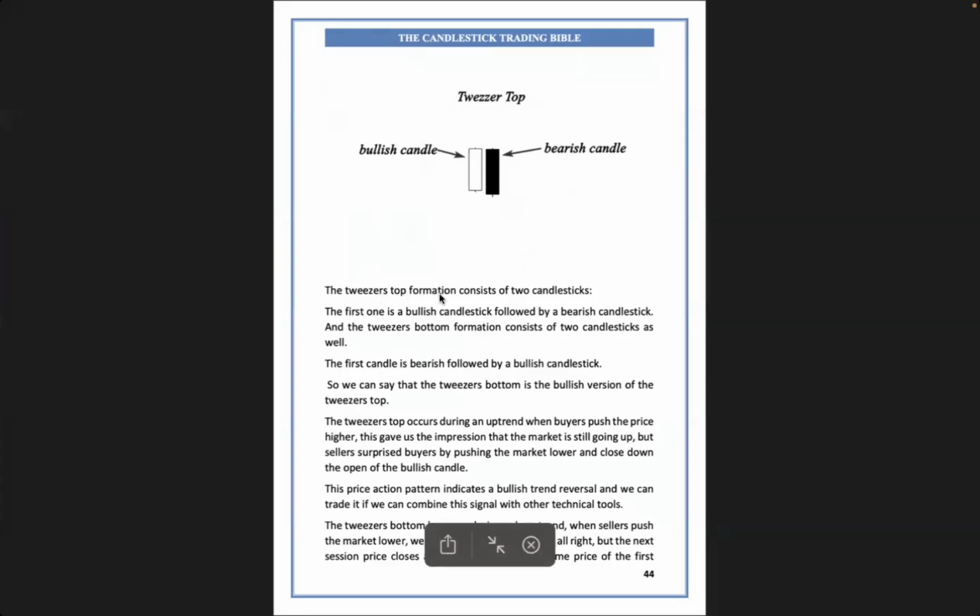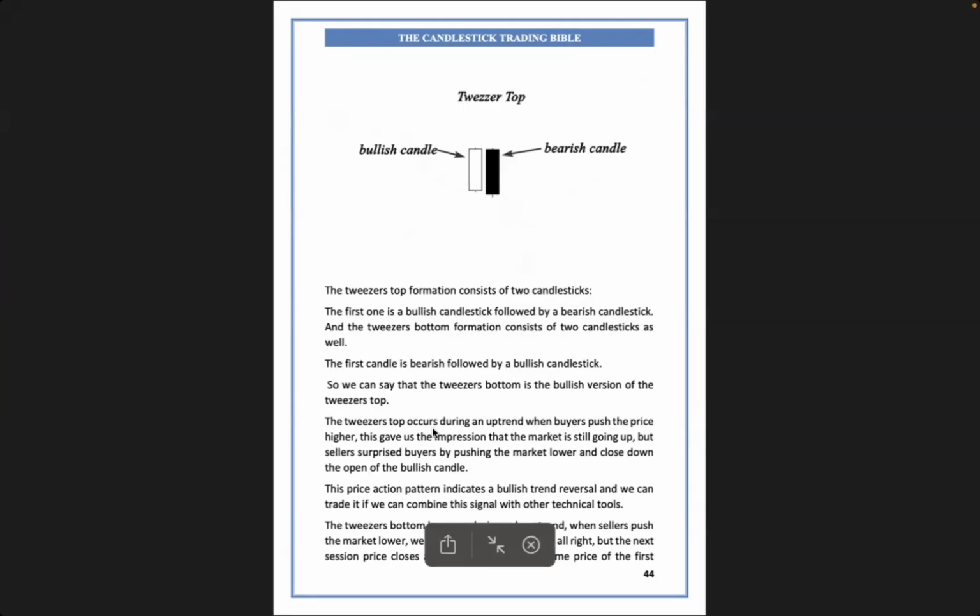The tweezer top formation consists of 2 candles. The first one is a bullish candle followed by a bearish candle, and the tweezer bottom formation also consists of 2 candles. I think we are looking at the tweezer top here. So the first candle, this is for the tweezer bottom. The tweezer bottom is the bullish version of the tweezer top.